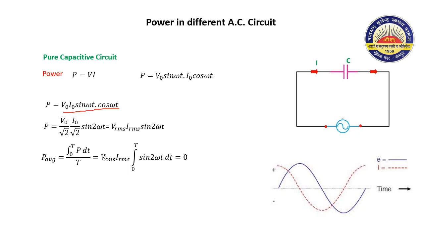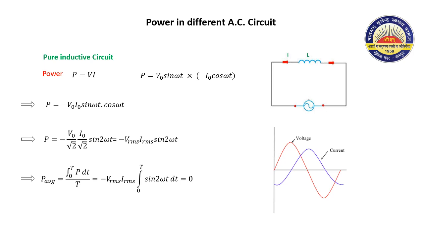Again, to calculate the average power, we have to integrate the power over the time period T and divide by the total time period. Then again here, the integration of the sin 2 omega t over the time will be 0, so the average power will be 0.